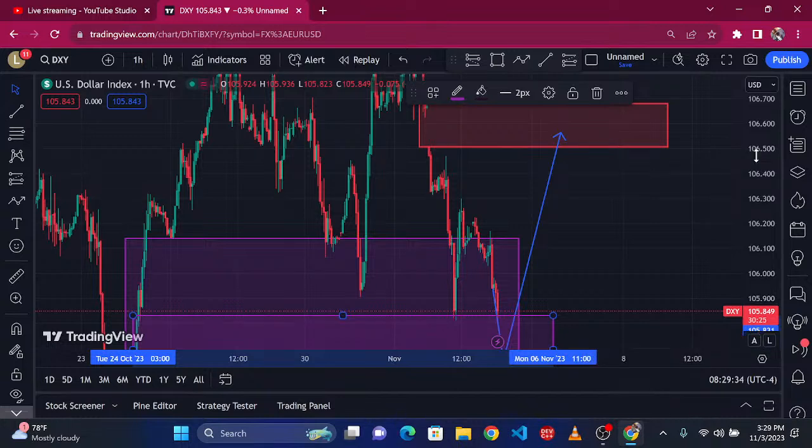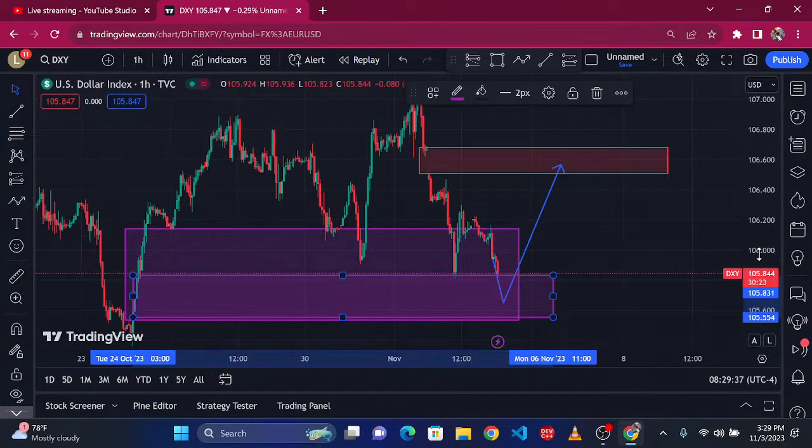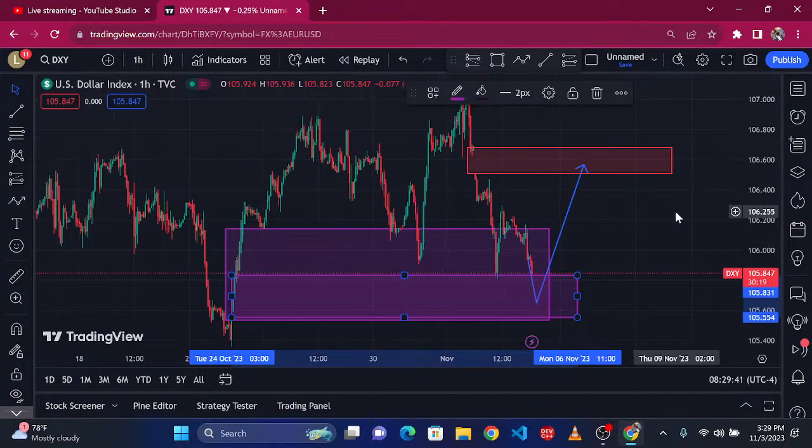So if you can get DXY on your chart, you can buy it, but it's better you just sell Euro USD. You can sell right now and wait for the buy, and remember you should scalp. Yeah, just took out the highs.